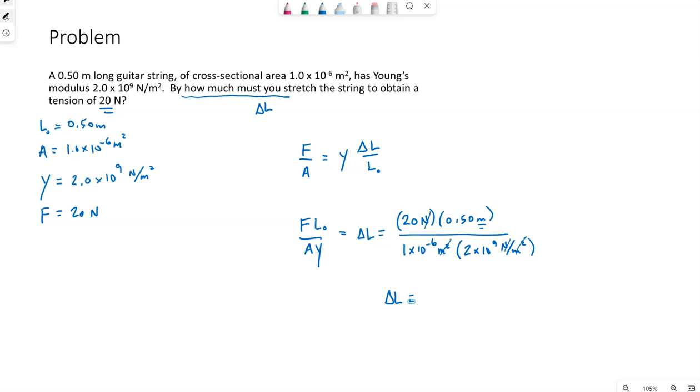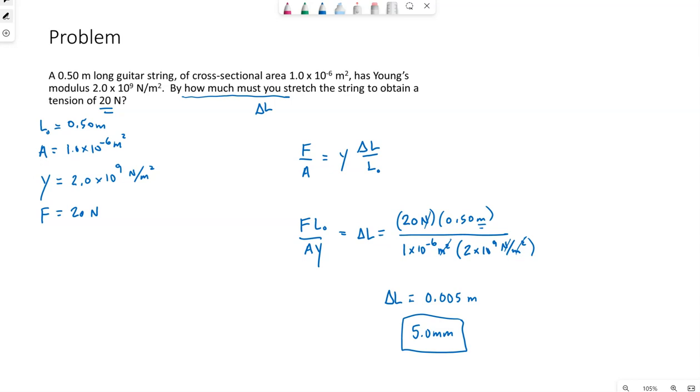So 20 times 0.5, divided by the area and Young's modulus, gives 0.005 meters. We're stretching this string by 5 millimeters in order to get this tension of 20 newtons.